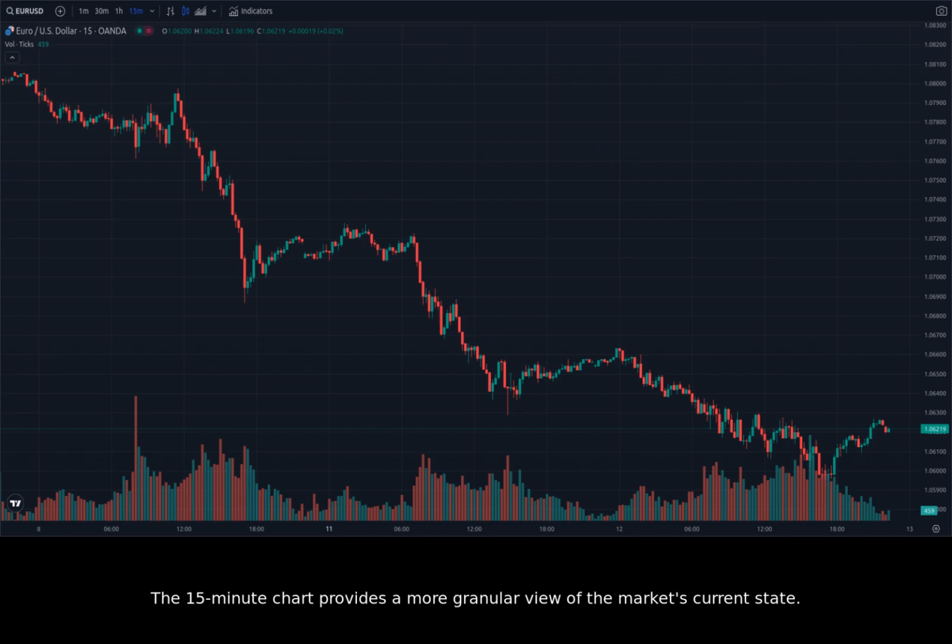The 15-minute chart provides a more granular view of the market's current state. Here, we can see some signs of a potential reversal, with buyers stepping in to defend the 1.06 level. The price has been fluctuating in a narrow range, suggesting indecision among traders. This could indicate a potential period of consolidation before the market decides its next move. It's crucial to monitor the price action closely to identify any breakouts or breakdowns from this range. A break above 1.065 would suggest a strong bullish signal, while a break below 1.06 would reinforce the bearish trend.